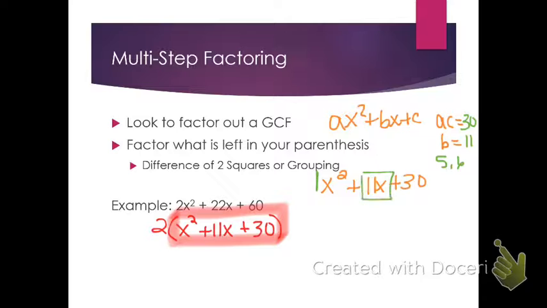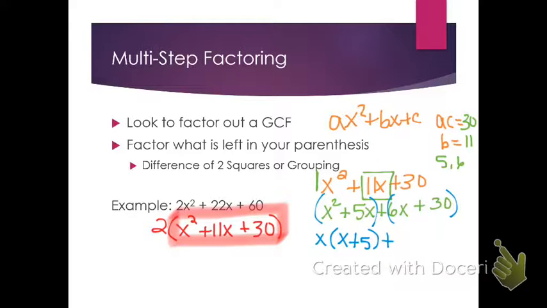So I'll replace the middle term with those two values. So now I've got 1x squared, and then instead of the 11x, I'm going to have a 5x and a 6x. Then I do my grouping. I put the first two terms together and the second two terms together and factor out GCFs. X squared plus 5x has a GCF of x. When I factor that out, I'm left with x plus 5.